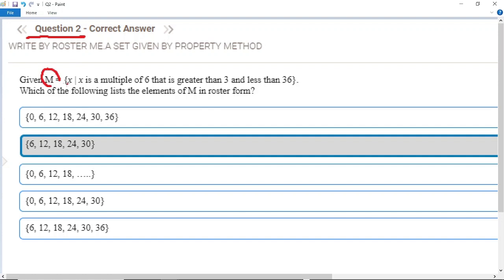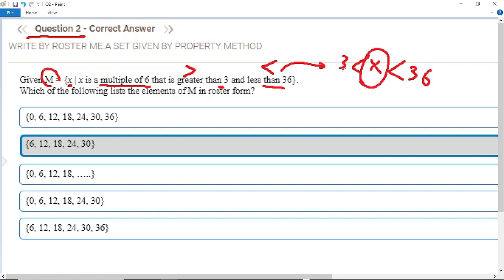Given M equal to {x, which x is a multiple of 6, that is greater than 3 and less than 36}. So we want to convert this to an inequality. So x is greater than 3 and less than 36. So the numbers of x has to be greater than 3 and less than 36. So we'll see the answers.